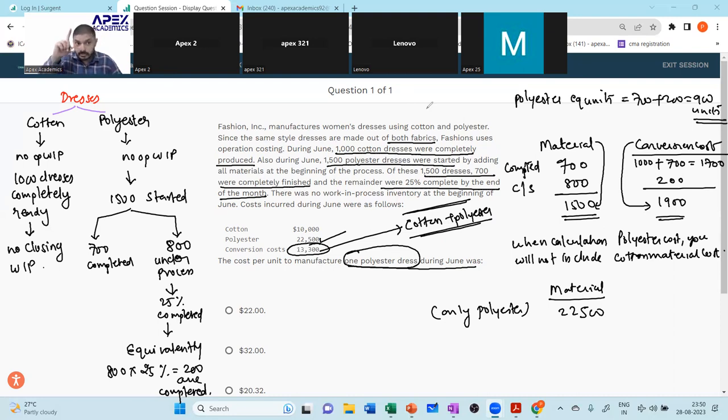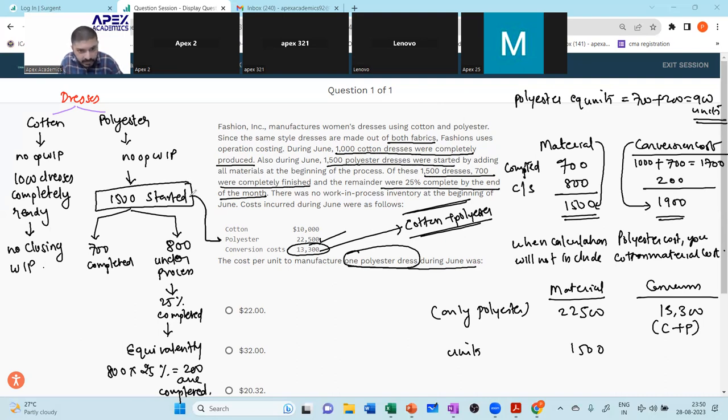She said yes. So material is only polyester. But what about this conversion? You need to understand that this is cotton plus polyester. Units. For material, how many units are we dealing with? 1500 units. Why 1500? Because 1500 units consumed this cost of polyester. This comes to 15. And here, how many units? 1700 units, because it is cotton plus polyester. This comes to 7.